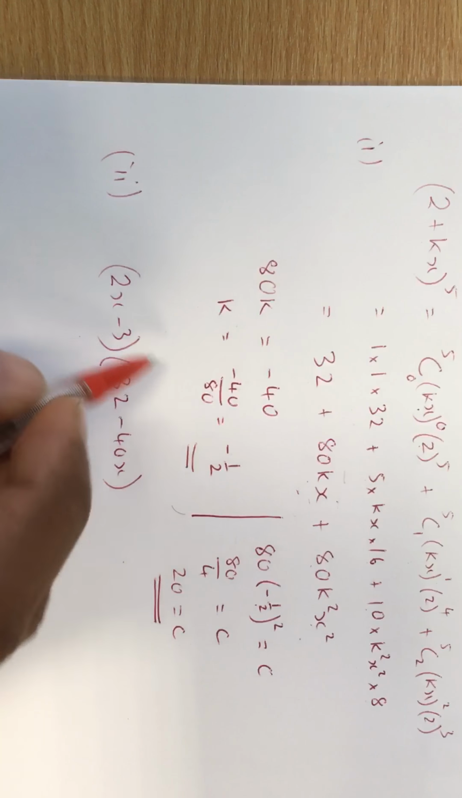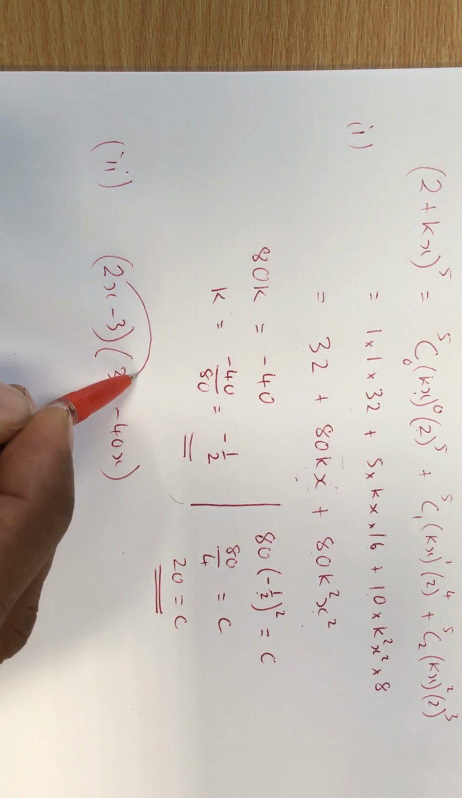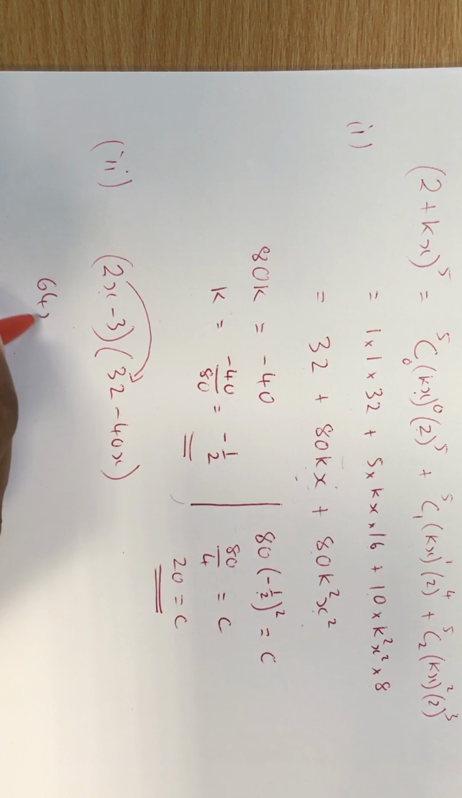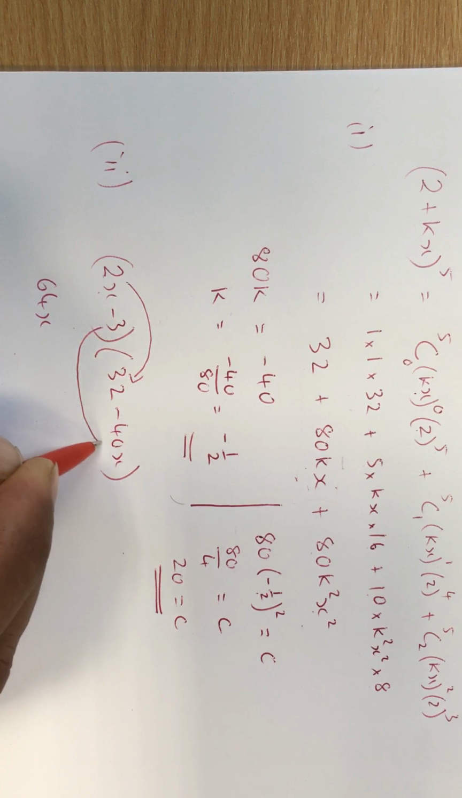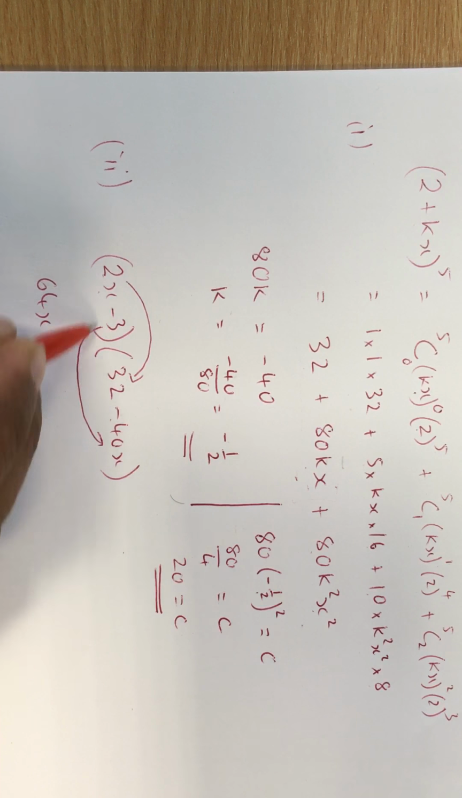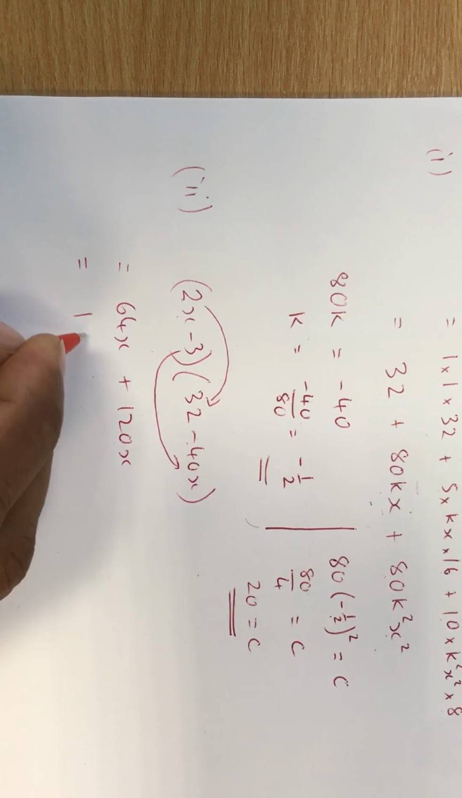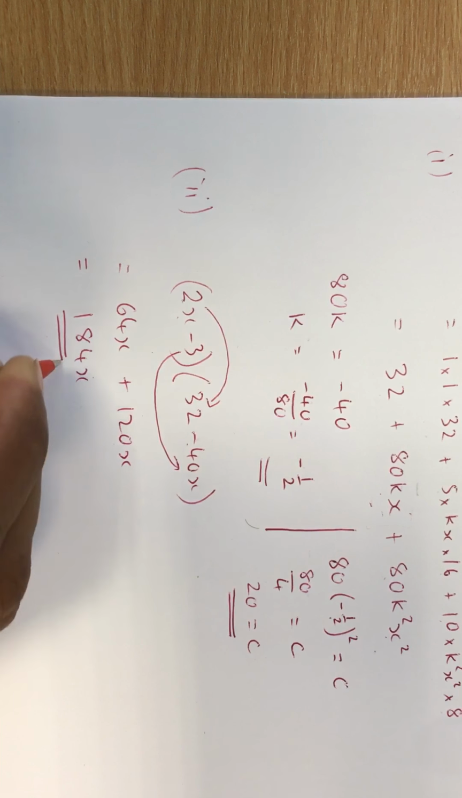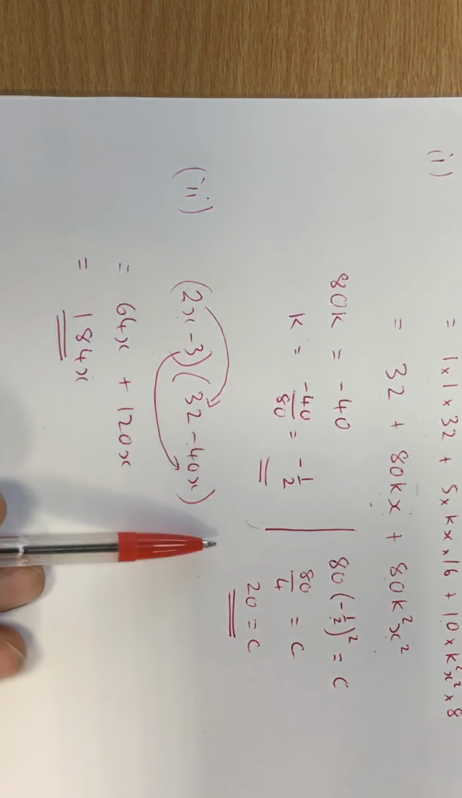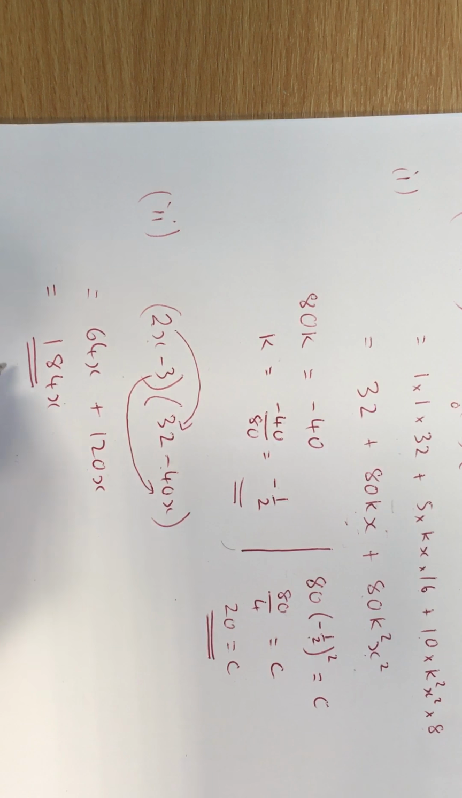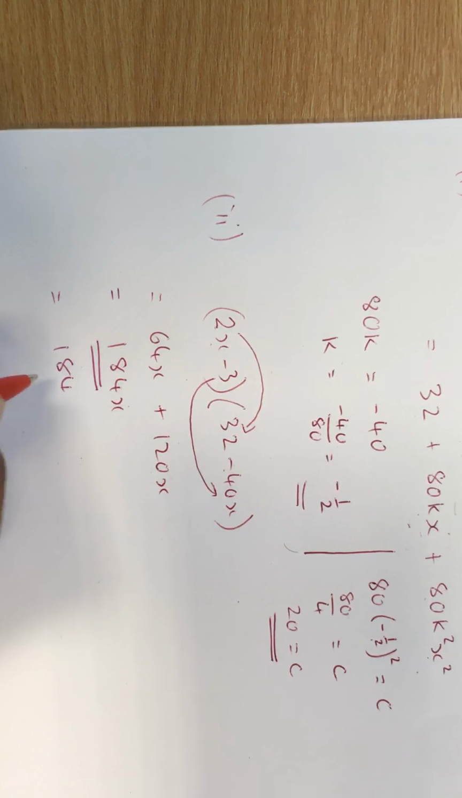And again, I don't need to expand everything, I just want the coefficient of x, so I just do 2x times 32, which gives me 64x, and minus 3 times minus 40 gives me plus 120x, and if I add these two terms together, I'll get 184x. So the coefficient of x is going to be 184. So 184 is the coefficient of x. Done. Question 1.